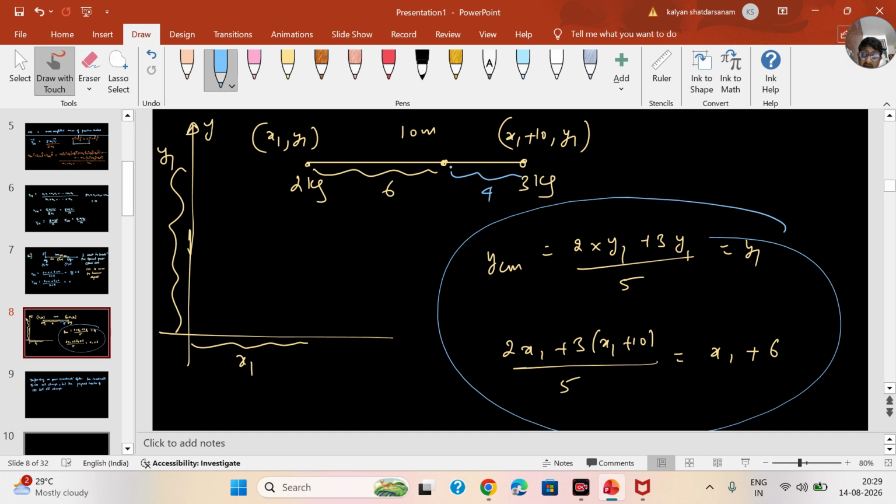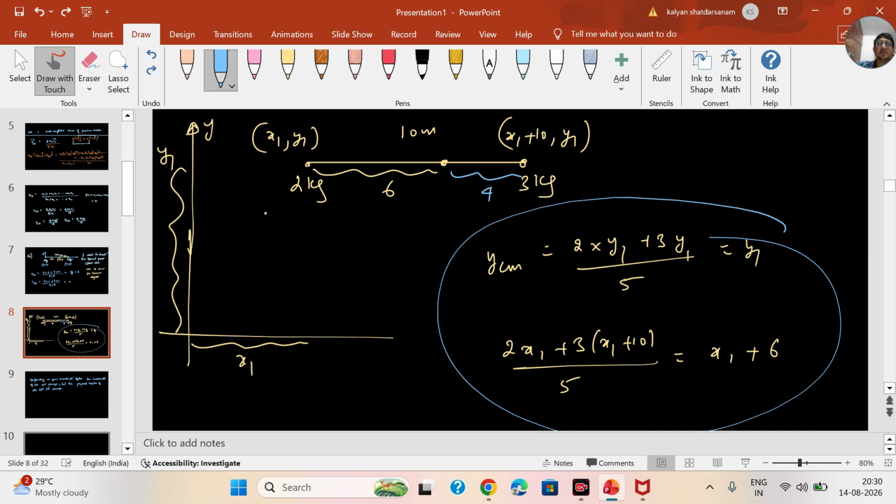but it is between 2 and 3 kg and at a distance of 6 meter from 2 kg and 4 meter from 3 kg. That will not change. That is the absolute truth. If you take a different coordinate system, the coordinates will be different. But the physical location and its distance from 2 kg and 3 kg of center of mass, that will be fixed. That you should understand.